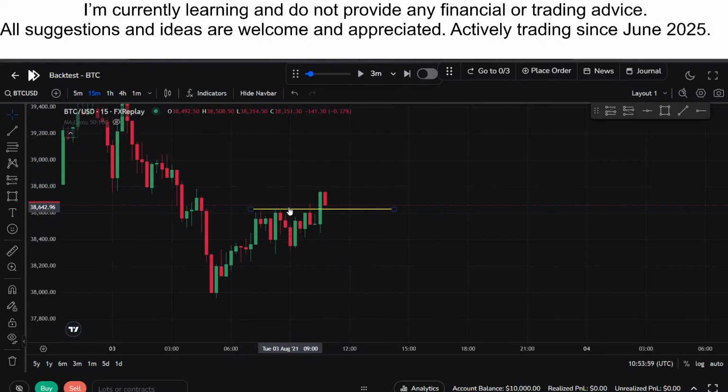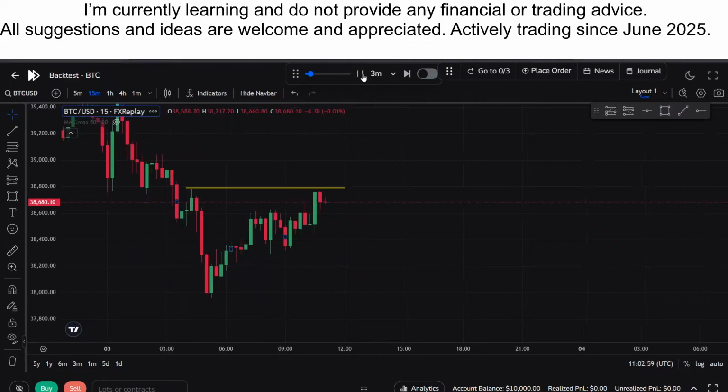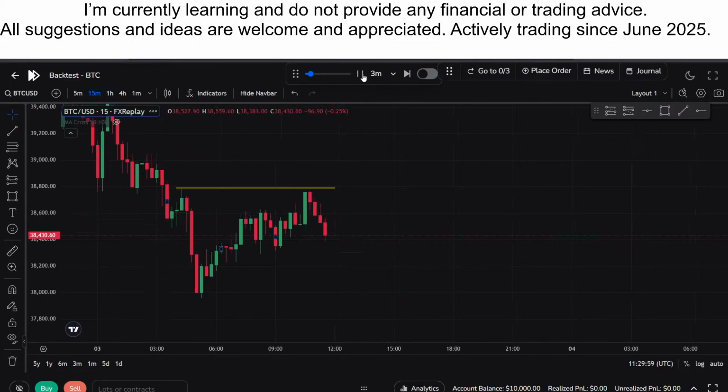Okay, now we have a break of structure. We have a very good break of structure. And for confirmation, we will just wait. We already have a break of structure.